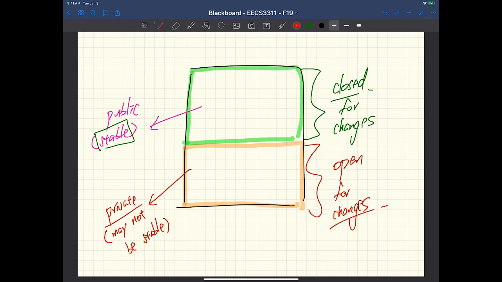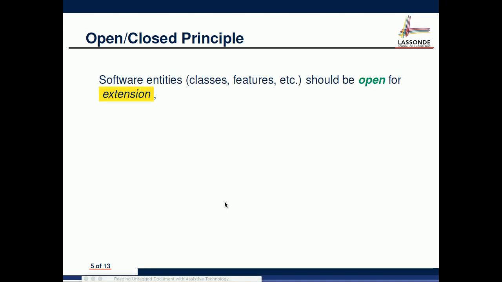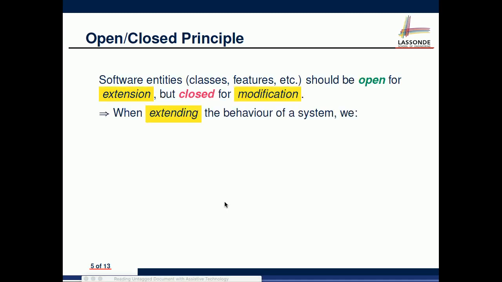Somehow I put the two principles together. The left-hand side, public versus private, is more like information hiding. The right-hand side is about stability of your system. One part should be closed for any changes. The other part should be open for changes. That's the open-close principle. Let's go over a little bit of slides, and then we will talk about different alternatives. So some parts should be open for extension, and also closed for modification. That's open and close.